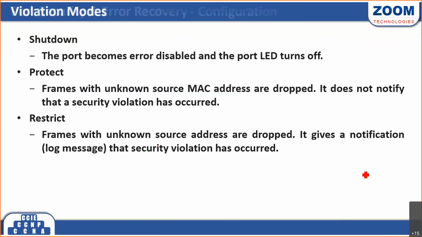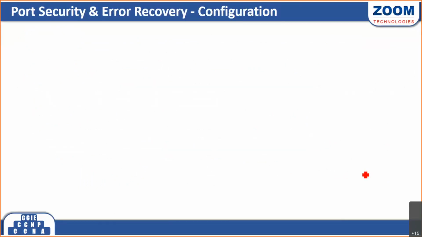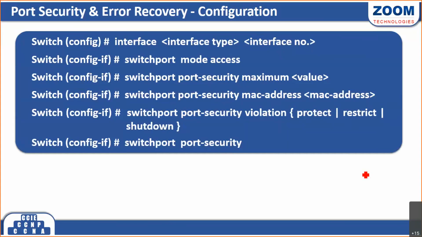You can see this configuration. Interface FE0/5, switchport mode access, which means your port should be an access port only. Then we can provide the port security. If it's trunk mode, no, we can't do that actually. It should be mode access.